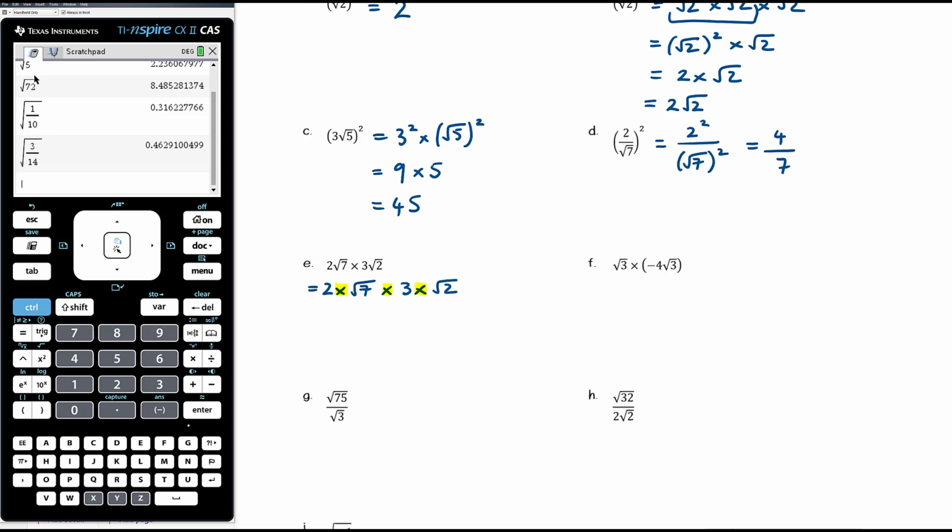Now we know we can multiply in any order and still get the same result. And so I'm going to do 2 times 3 to make that 6. And then I'm going to think separately about the root 7 times root 2. I wouldn't write out these 2 steps. I would just do it. 2 times 3 is 6.